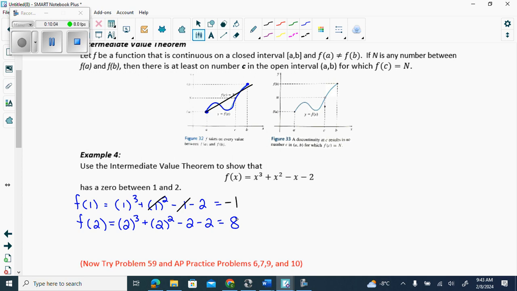A 0 means that there's an x-intercept, yes? And just because I have a y below and a y above, if I have a y at -1 and a y at 8, and I just say, now there's a 0, is that true? Could I have just a coordinate at -1 and a coordinate at 8 and it not be continuous? Could I have a gap in between if it wasn't continuous? So not only do I have to state the endpoints, I also have to state that this f of x is continuous.